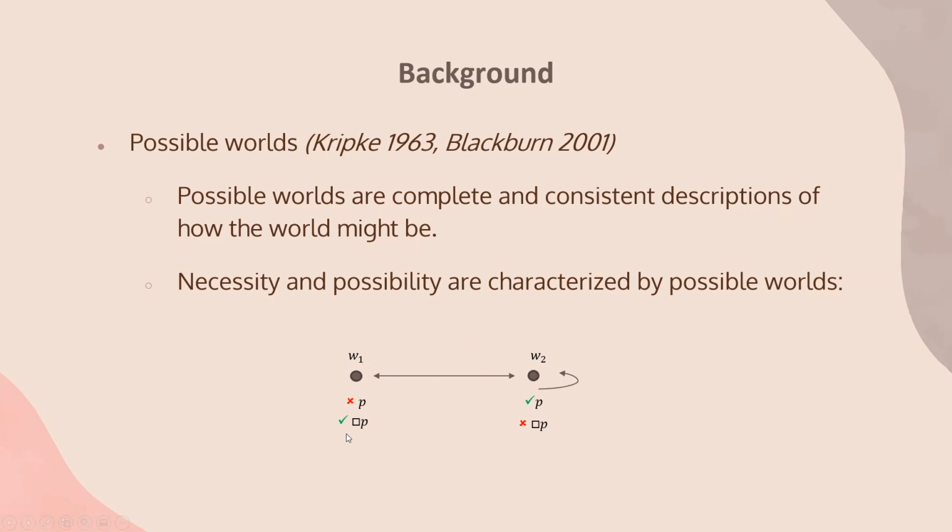So that means that necessarily P is true at world 1, but not at world 2, because there's a world that W2 can see, namely W1, at which P is false. But possibly P is true at both worlds, because both worlds have some accessible world, namely W2, at which P is true.